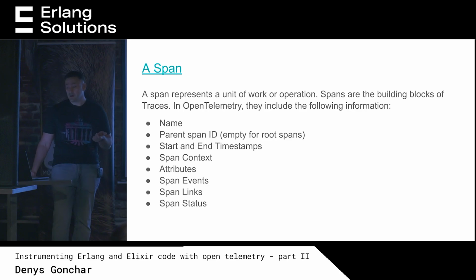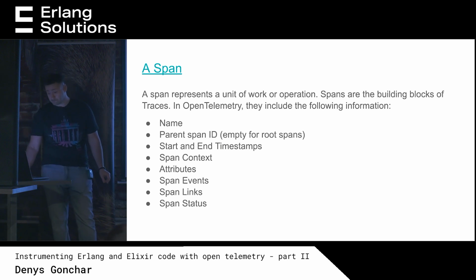It can have some links to other spans that have some other trace ID. So by this, you can create a relationship between multiple traces. It can have a status. Well, it does have a status, but if you don't change it, by default it is treated as a successful execution. But you can set it to error. And there are events that can be spawned within a span, and they will be attached to that span.